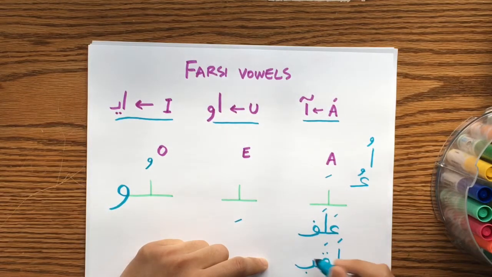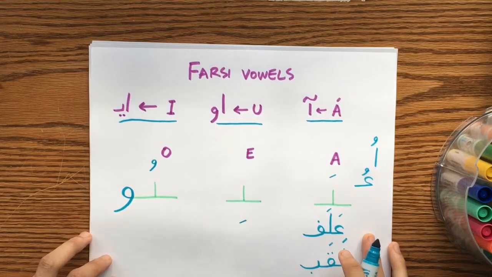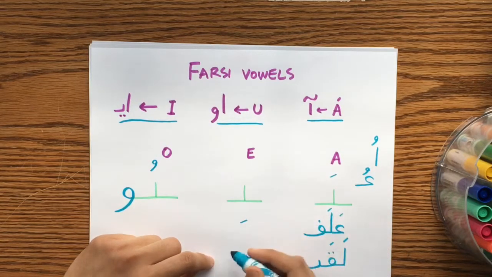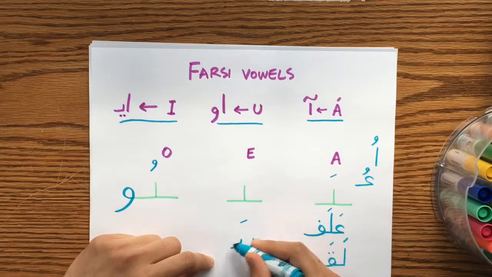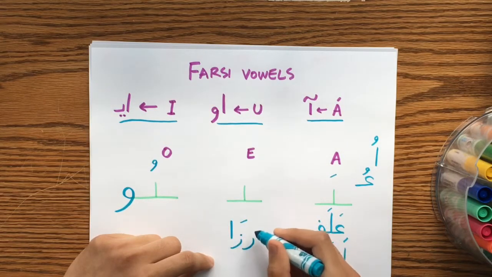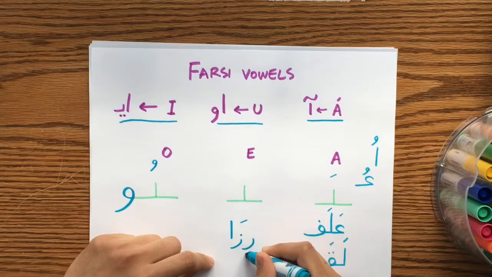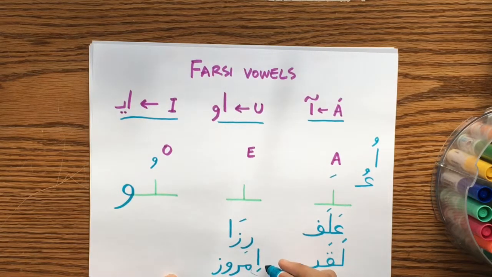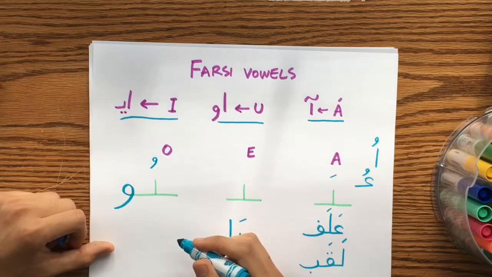This means nickname, laqab. For E, you could write Reza, which is a common male name in Farsi. And you have the little E sound down there. And then Emruz, which means today.